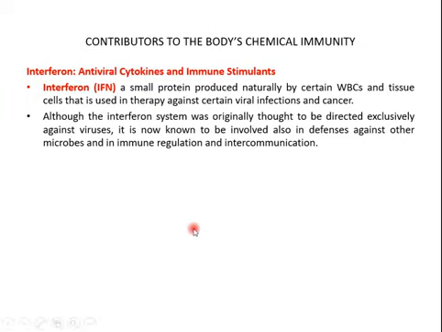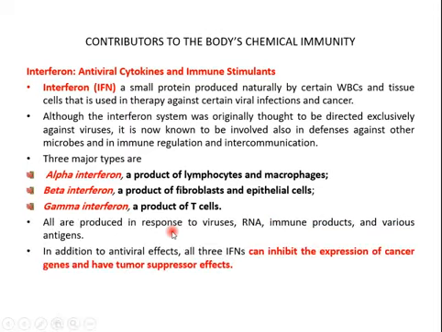We have three kinds of interferon: interferon alpha, beta, and gamma. The alpha one is a product of lymphocytes and macrophages. Beta interferon is a product of fibroblasts and epithelial cells, while the gamma one is a product of T cells. All are produced in response to viruses, RNA, immune products, and various antigens. In addition to antiviral activity, all three interferons can inhibit the expression of cancer genes and have a tumor suppressor effect.